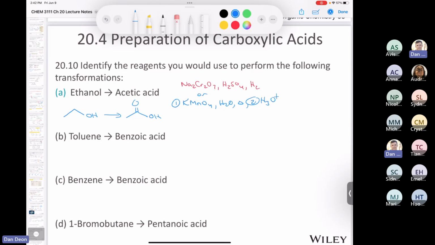So that would work. The next one is taking toluene, which is methylbenzene, and converting that to benzoic acid, and that's just a benzylic oxidation. And so if we want to do a benzylic oxidation, the best method to do that is just a Jones oxidation. So we'll throw that in here, sulfuric acid, water with our sodium dichromate.